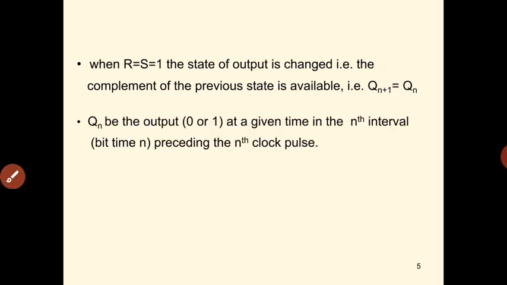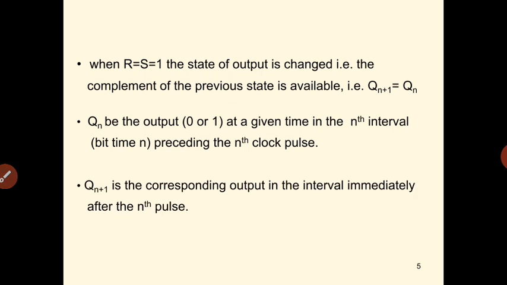So Qn be the output at a given time in the nth interval preceding the nth clock pulse. So Qn plus 1 is the corresponding output in the interval immediately after the nth clock pulse. So after the application of nth clock pulse, Qn plus 1 will be the present output state. So present output state will be equal to the complement of the previous output state.